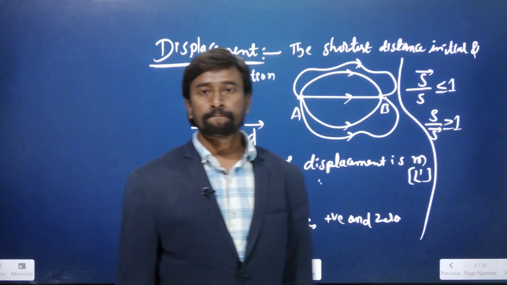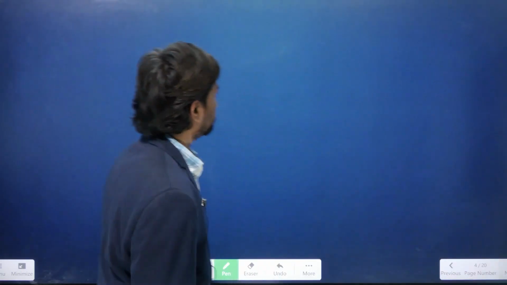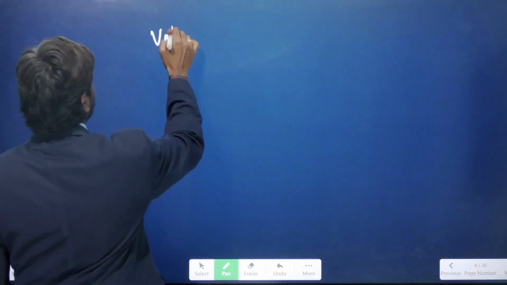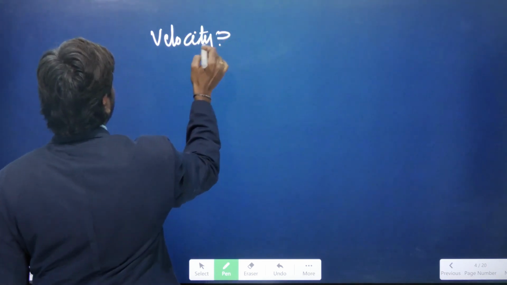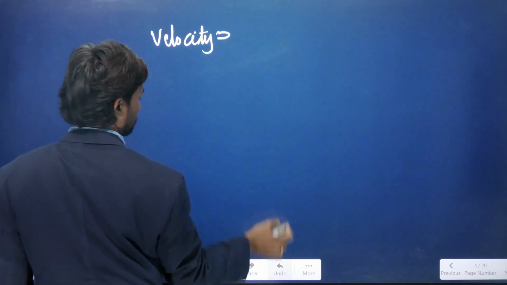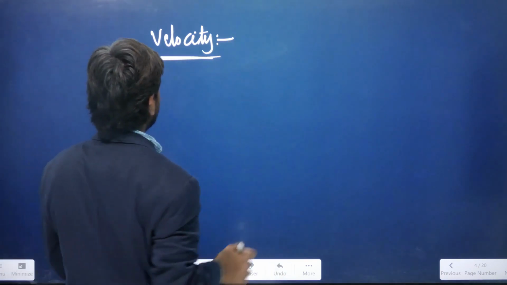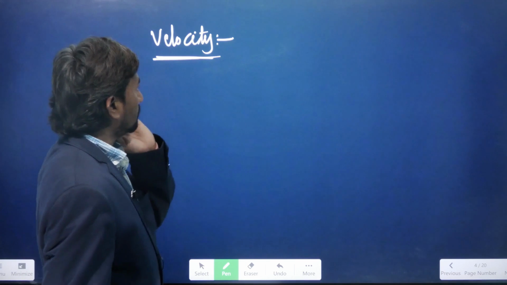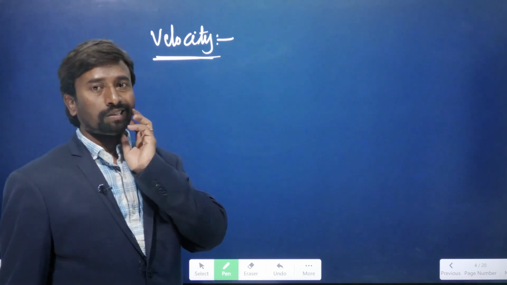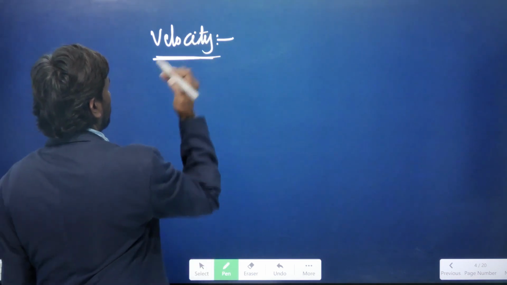Velocity. Velocity is nothing but the ratio of displacement covered by a body per unit time. It is the ratio of displacement covered to the time taken to cover the displacement. So it's called the velocity.